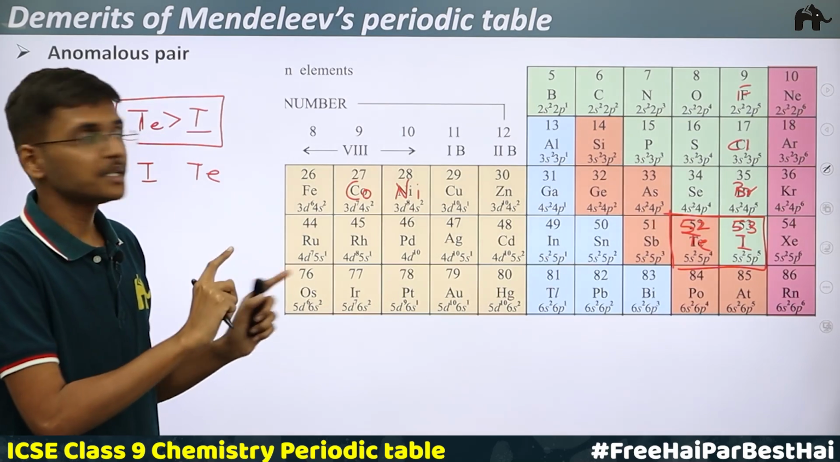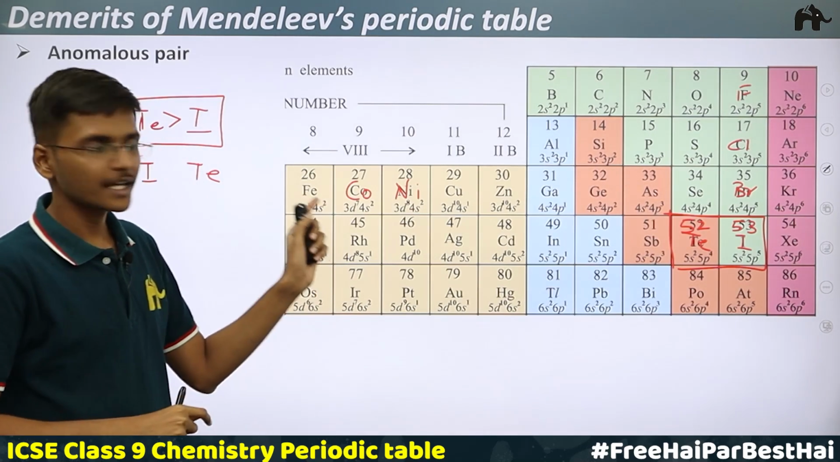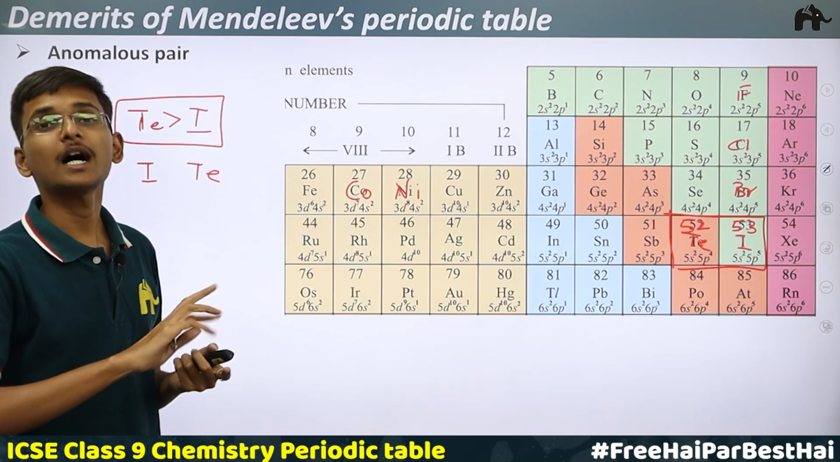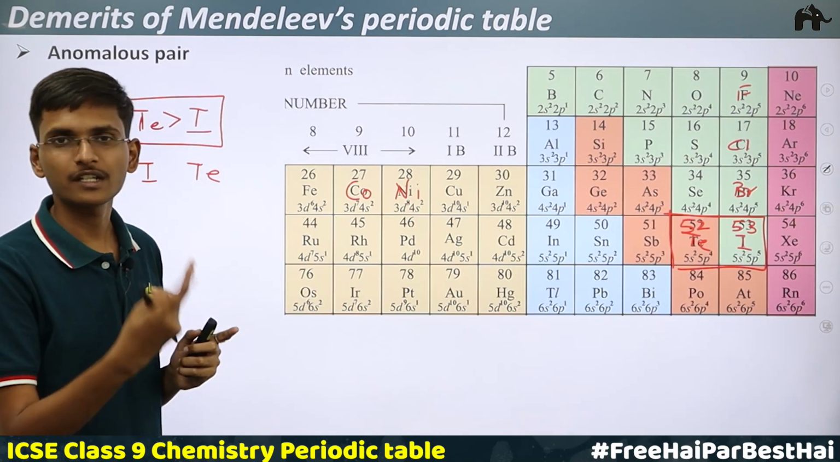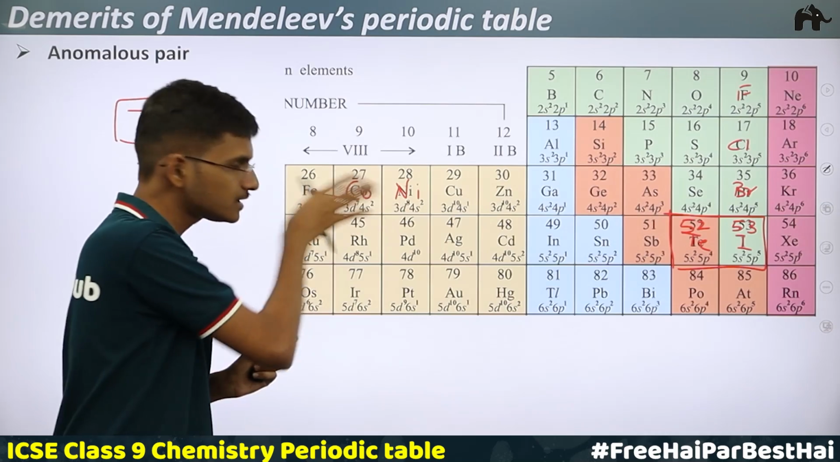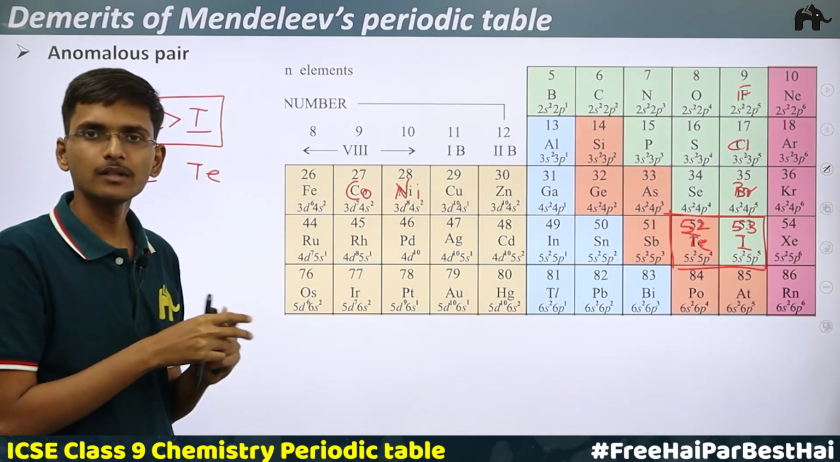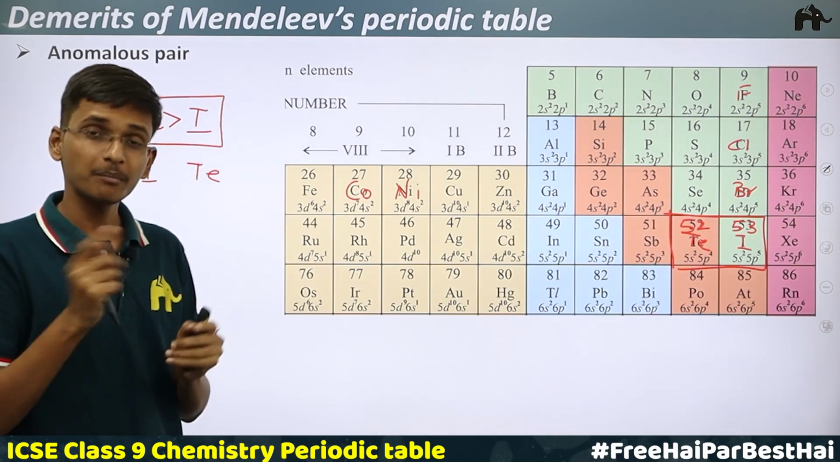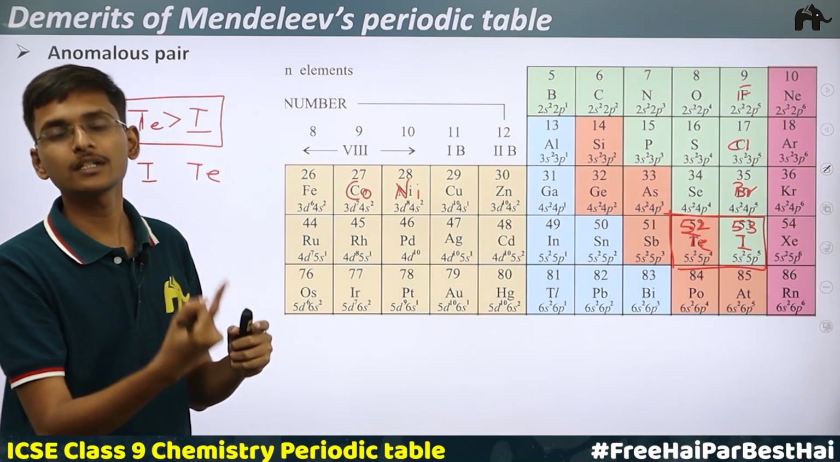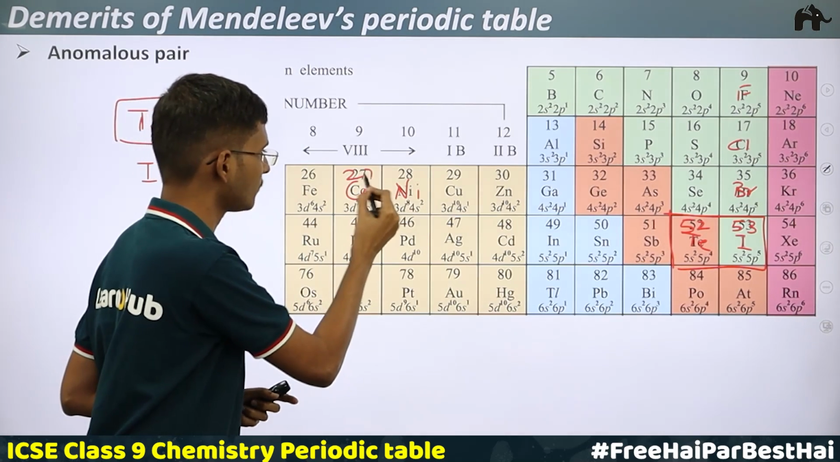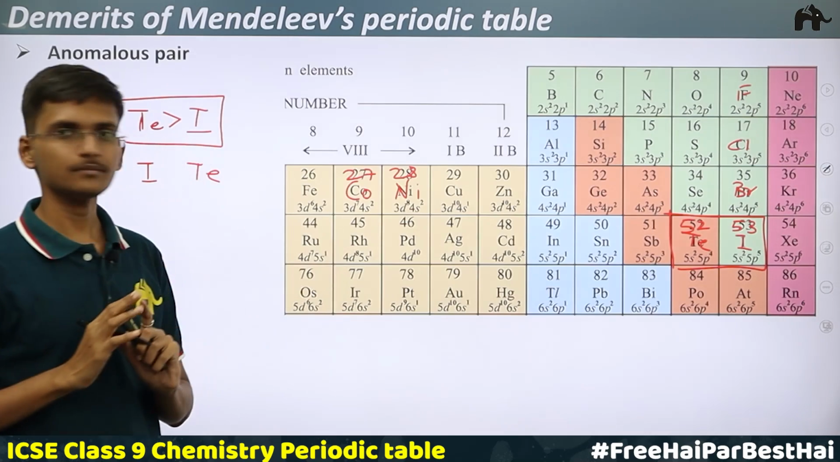They were placed by Mendeleev like this only, cobalt and then nickel. But their atomic masses were not following the increasing order. When you see the modern periodic table, they are still placed as cobalt and nickel, but their atomic numbers are following the increasing order. See, 27 cobalt, 28 nickel.